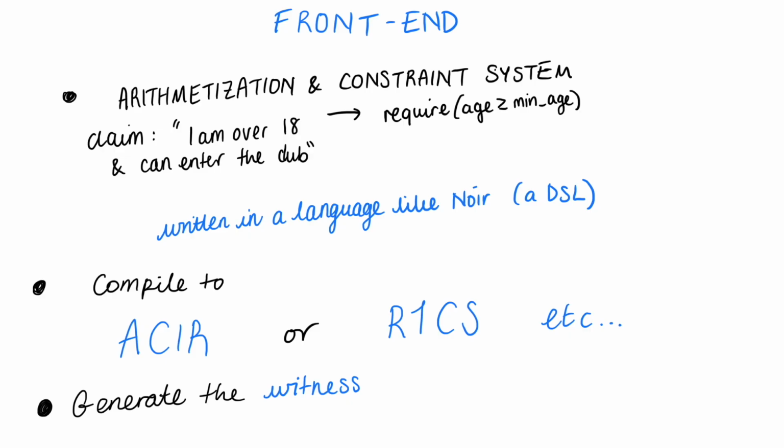Once the circuit has been compiled, the prover needs to generate the witness using their inputs. Usually these inputs are inputted into a file, and then the witness is generated using the intermediate calculations required to create the proof.